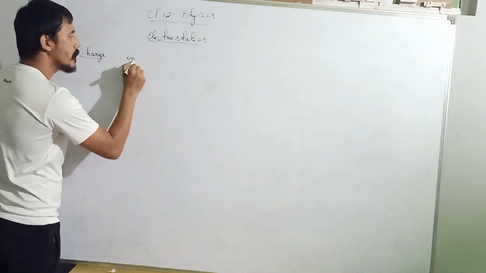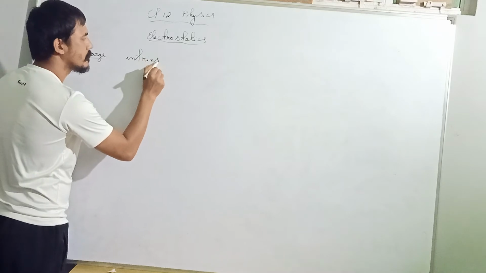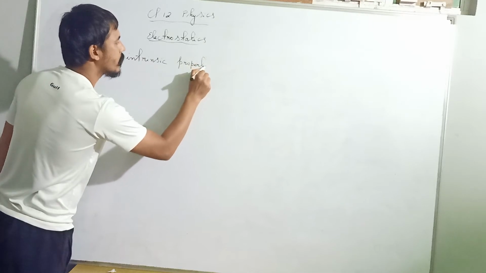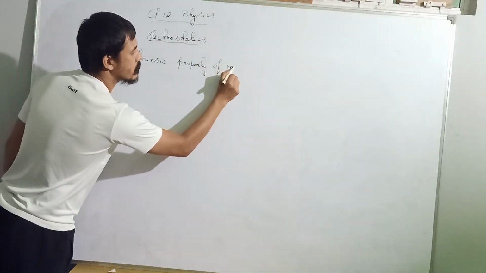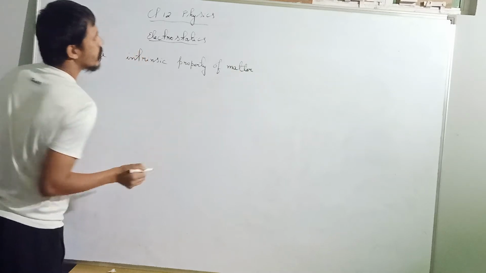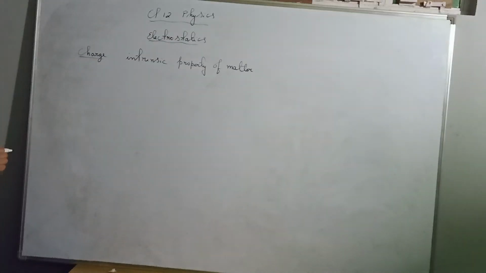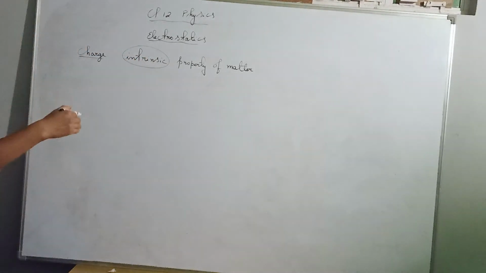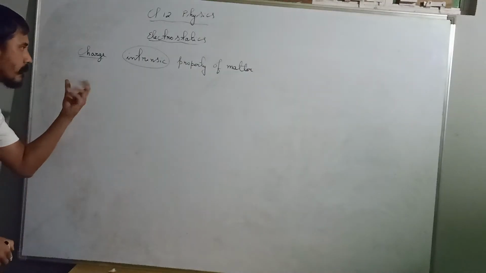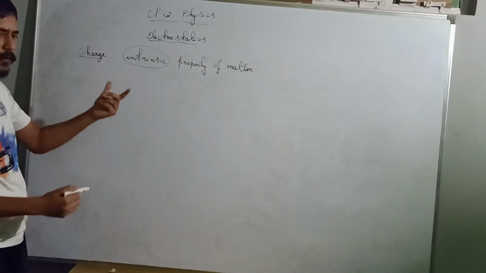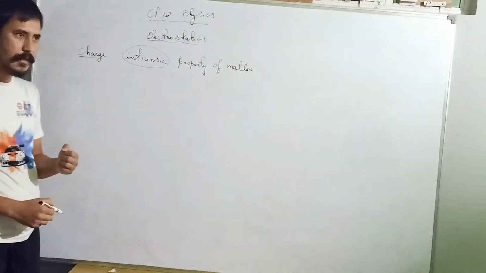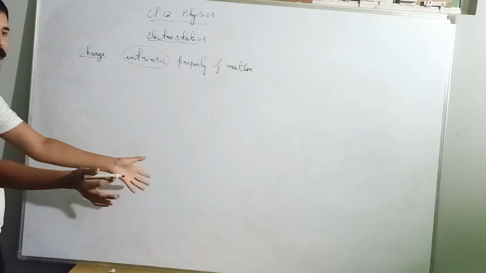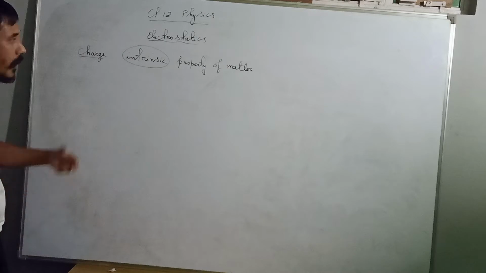Charge is an intrinsic property of matter. We call this electric charge an intrinsic property of matter. Intrinsic meaning something which cannot be further divided, like a fundamental unit. Something which cannot be further studied, something which cannot be further classified. Are you getting that? Like mass.